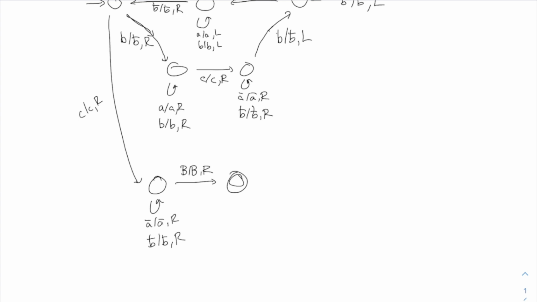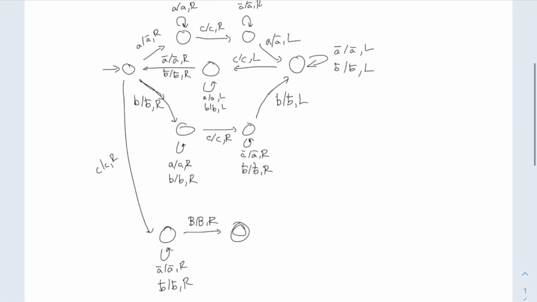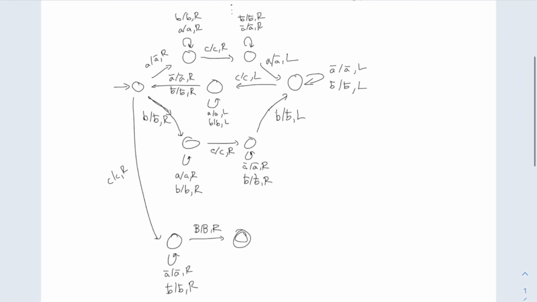All right, so this is a common thing that we have to do in these examples. You have your main machine up here, which is doing all the marking, and then you just have to check to make sure that everything really got marked appropriately at the end.